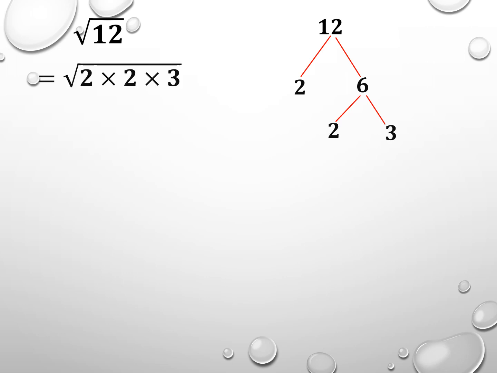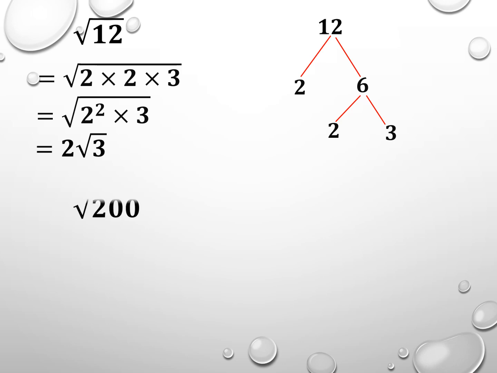So therefore, square root of 12 equals square root of 2 times 2 times 3. And then rewriting 2 times 2, it is equal to 2 squared. And square root of 2 squared is equal to 2. Then we just need to copy square root of 3. So therefore, square root of 12 equals 2 square root of 3.